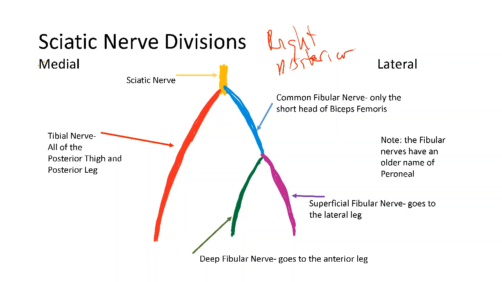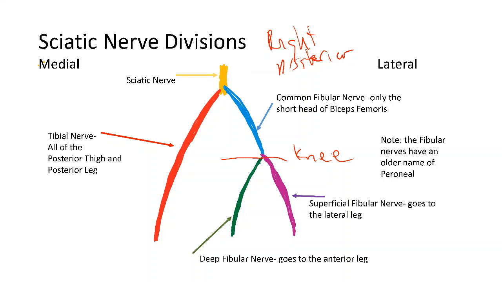Coming lateral is the common fibular nerve, and the only muscle that it goes to directly is the short head of biceps femoris. And then it will split again. If you think about this branch point, this is where the knee is, right here. And at that point, it's going to split. The deep fibular nerve goes to the anterior leg, and the superficial fibular nerve goes to the lateral leg. The reason for this is you don't want to run the nerve across the kneecap. So you come posterior to the knee, and then you wrap around just after the knee so that we don't have any large nerves crossing the kneecap.